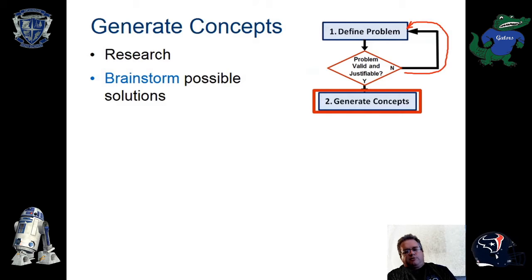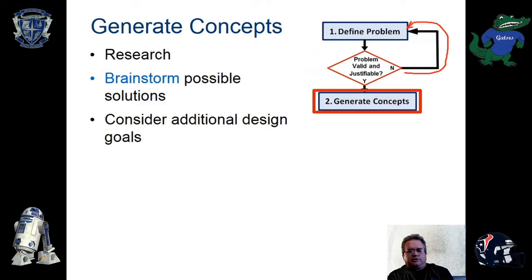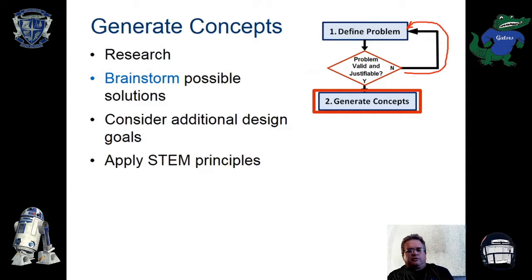So research, brainstorm possible solutions, define the problem. Problem valid and justifiable? No. Then you go back and redefine the problem. Yes, you generate concepts. Once you get to step 2, that's where the exciting part is. That's where you start putting gears on and wheels on and batteries and wiring things up, and you develop those concepts in CAD. You've got Autodesk Inventor, Onshape, Fusion 360, SolidWorks. You develop electronic concepts as well as physical concepts.